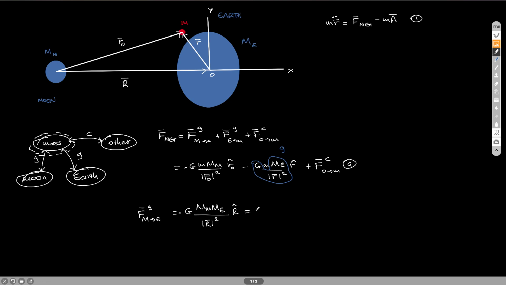And then this is equal to the mass of the Earth times the acceleration caused by this gravitational force. Now, because I have the mass of the Earth on both sides, this allows me to say this acceleration caused by the gravitational force of the moon on the Earth is minus G, the mass of the moon, divided by the magnitude of r squared, times r hat. And now that I have everything, I can plug everything into equation 1.